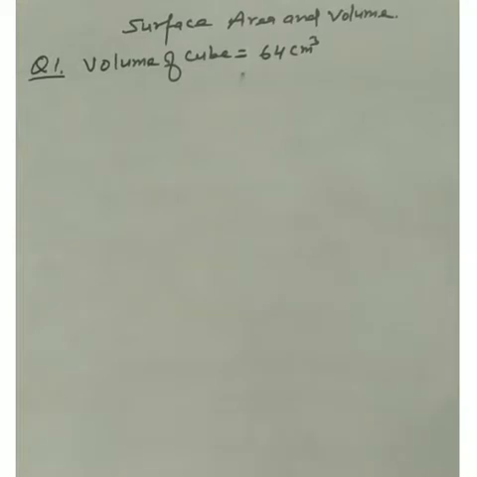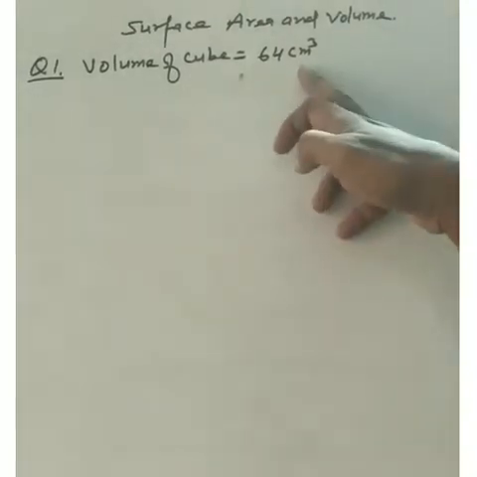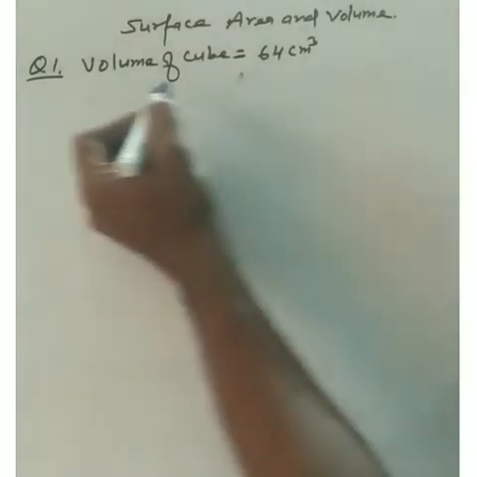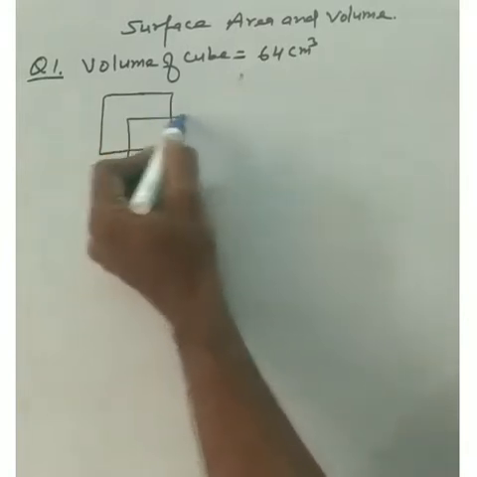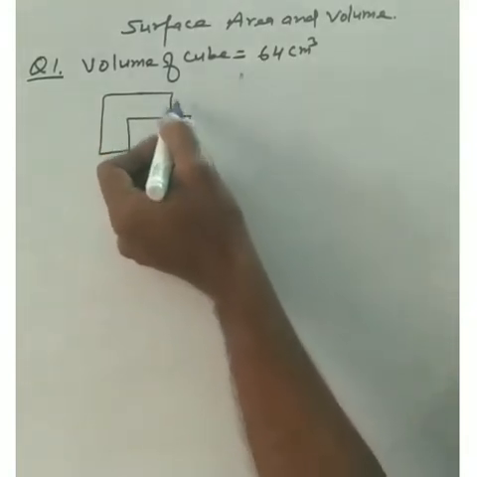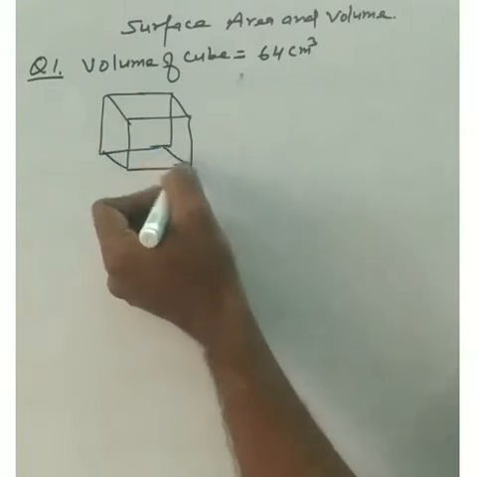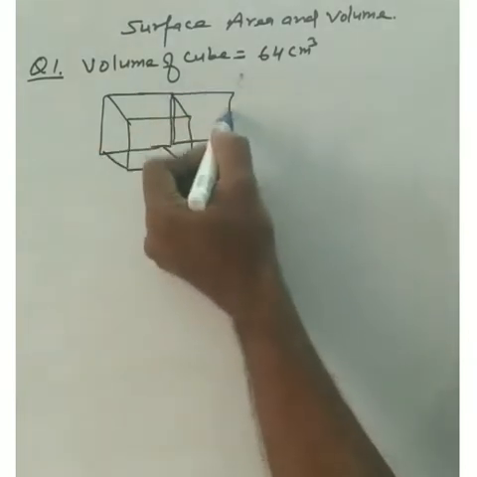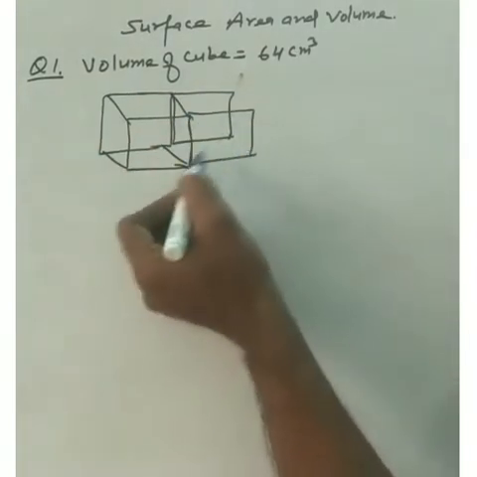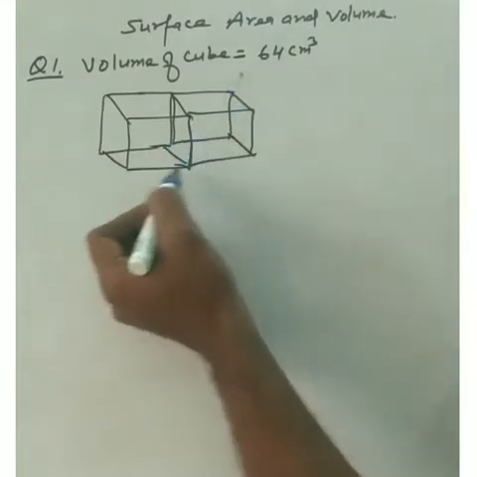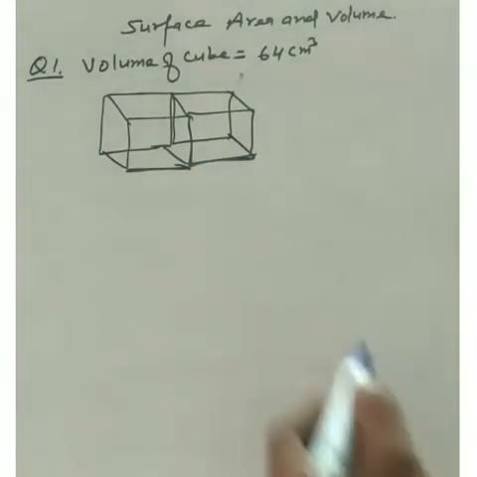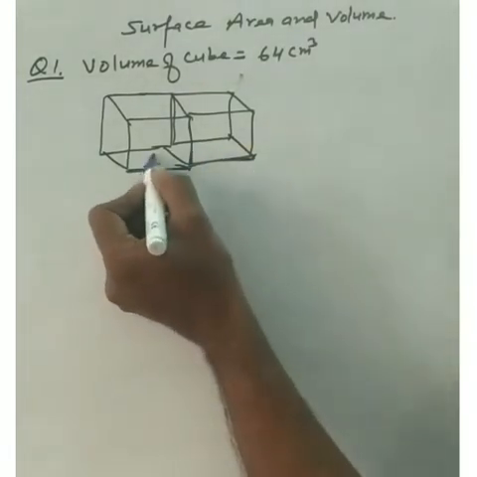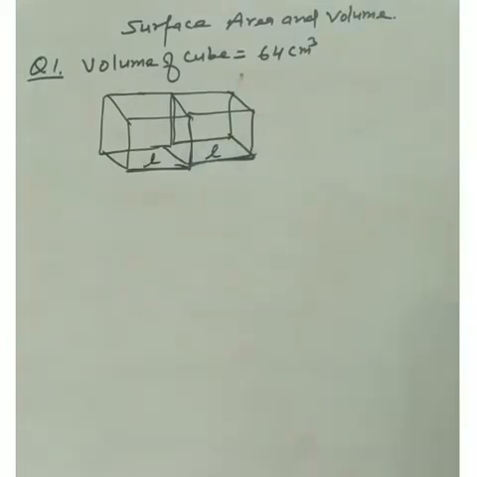In the first question, it is given two cubes, each of volume 64 centimeter cube, are joined end to end. This is a cube and it is another cube. These two cubes are joined end to end. Length of first cube is L, second cube is L.